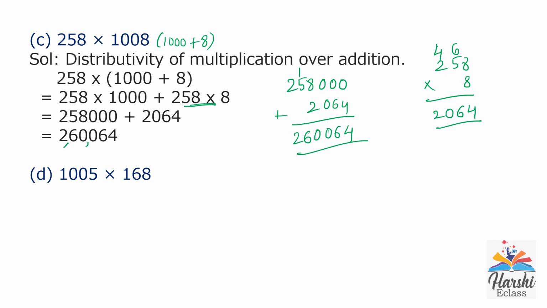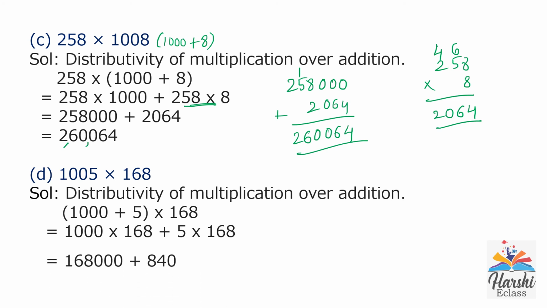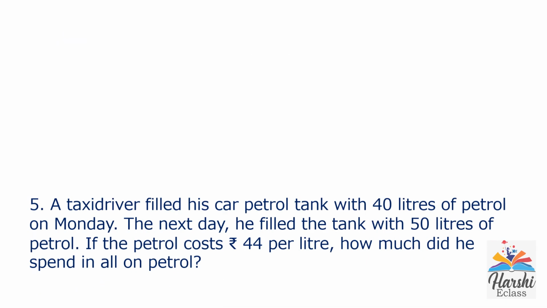Next D1. 1005 multiplied by 168. We can write 1005 as 1000 plus 5. Now multiply it with 1000 and then 5. 168 5s are 840. Add these numbers. 1,68,840 will come.